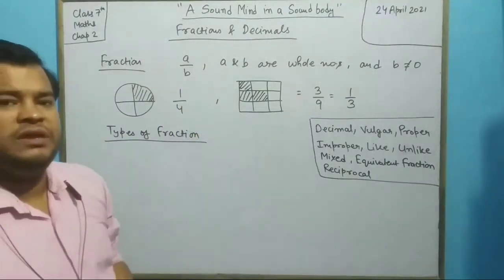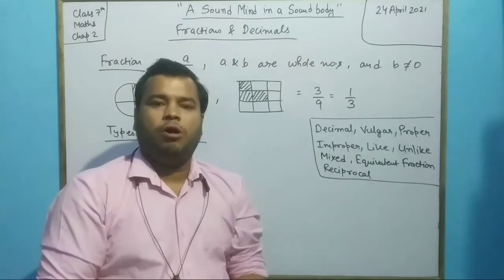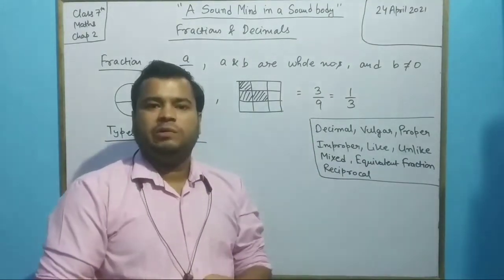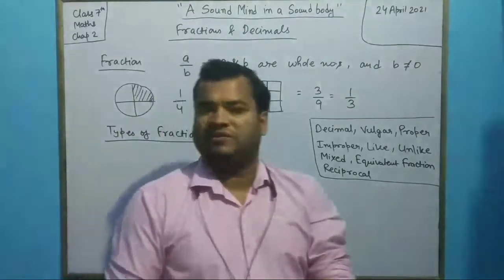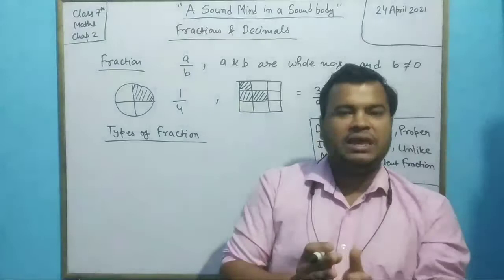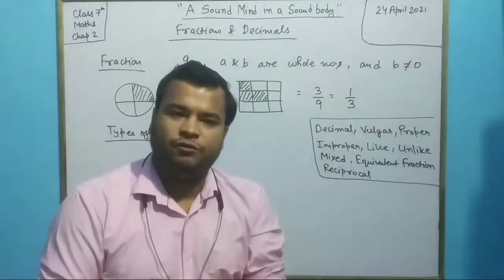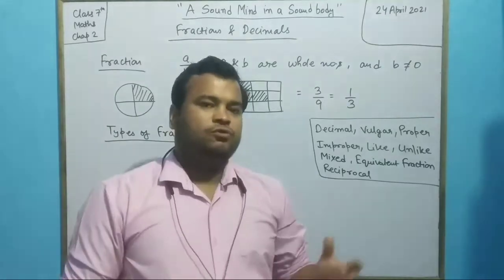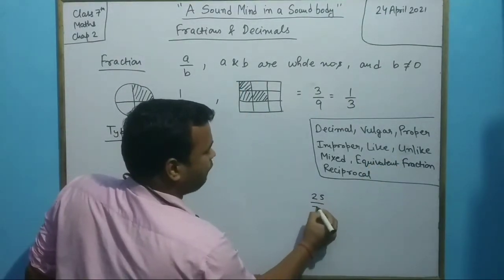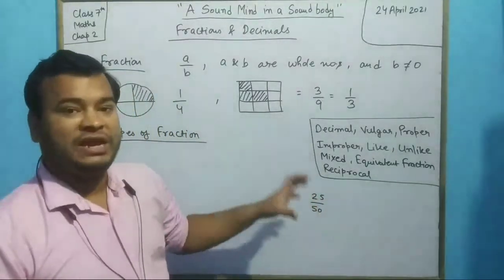Actually, fraction is a part of whole, where there is a complete object. It can be one object, or it can have a number of objects. Like if I have 50 toffees and I have given you 25 toffees out of that, so you will be having 25 toffees out of 50. So that is also a fraction.